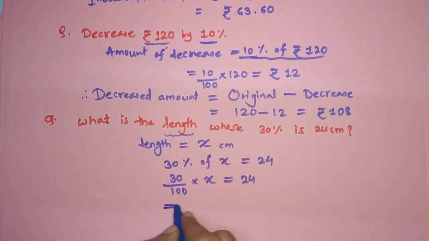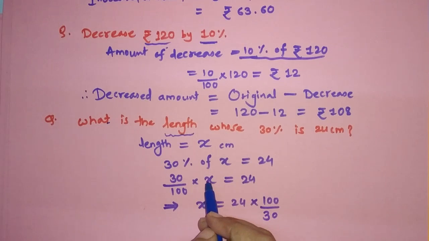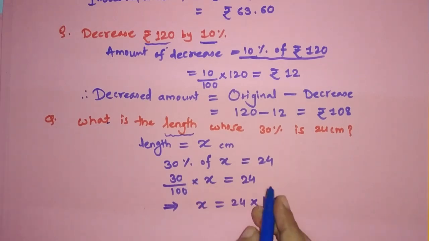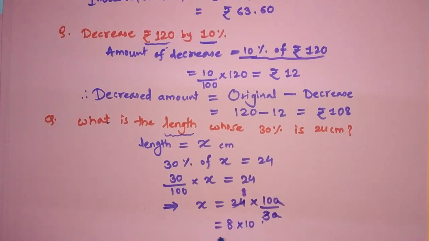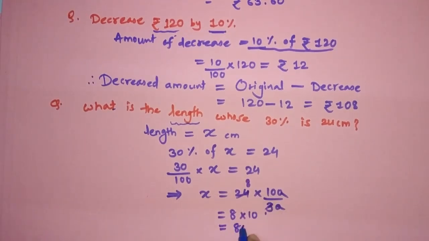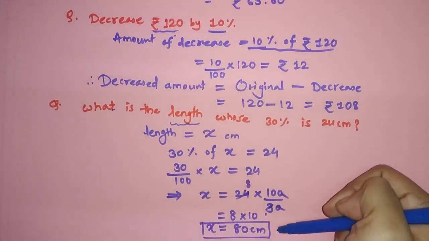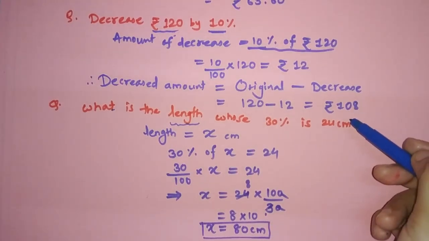So now x is equal to, friends, you'll get 24 multiplied by 100 upon 30. We'll leave this x alone and we'll shift this 30 upon 100 to the right hand side. So just we can cut it, 3 ones and here we'll get 3 eights. So 8 multiplied by 10. So friends, we'll get here 8 into 10, that is 80 centimeter. That means the length is total 80 centimeter. And this length's 30% is what? 24 centimeter.